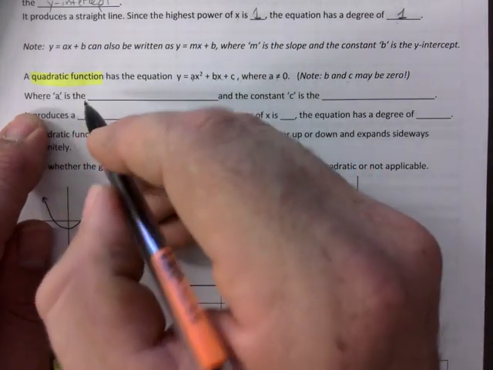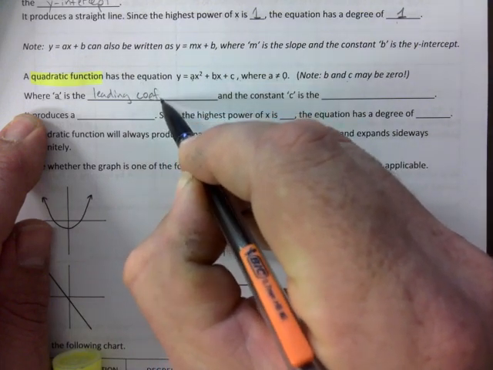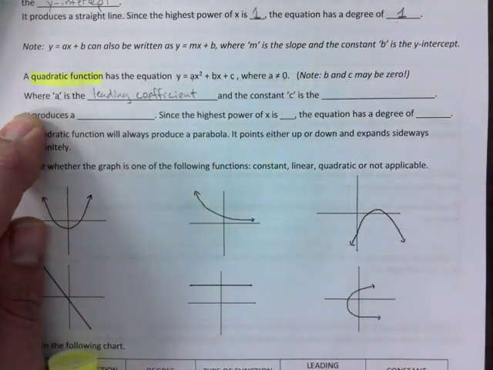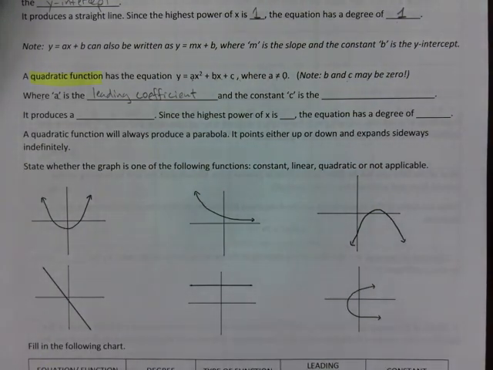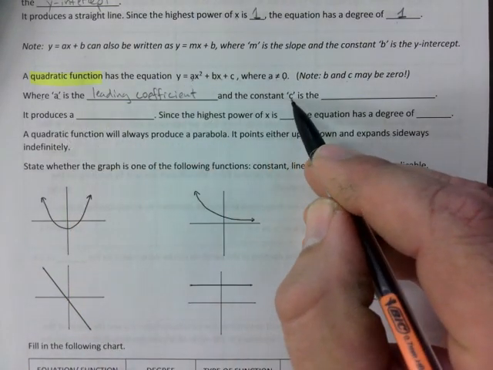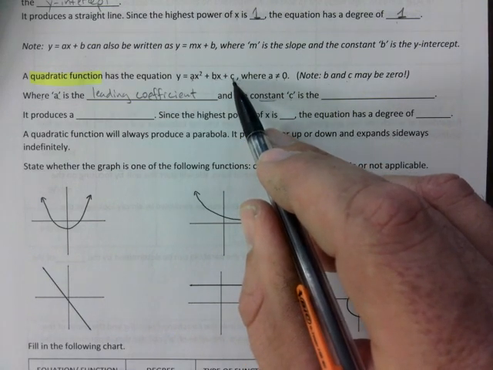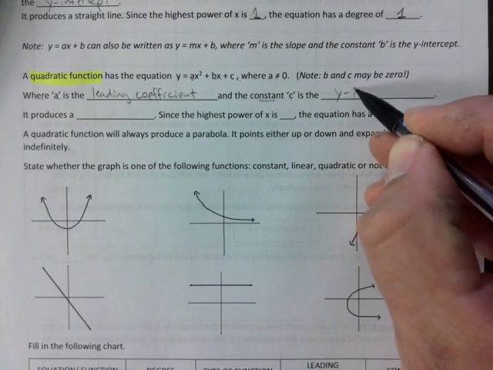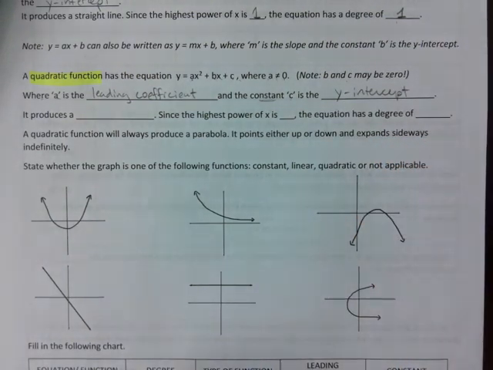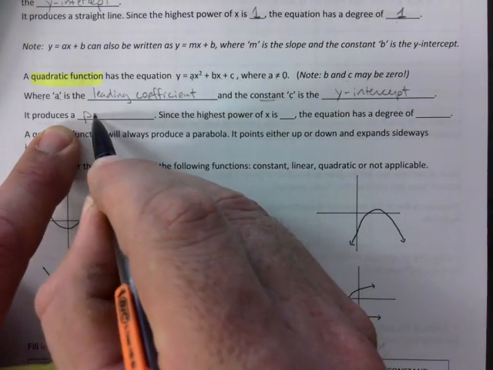So a is still the leading coefficient. And I'm not going to lie to you, this year and next year, we're kind of obsessed with the leading coefficient because it tells us a lot, okay? So hone in on that. That's why I'm trying to make a point there. And the constant c, constant means it doesn't have a variable attached to it, right? c is completely without a variable, is still the y-intercept. It produces a parabola. There it is again.